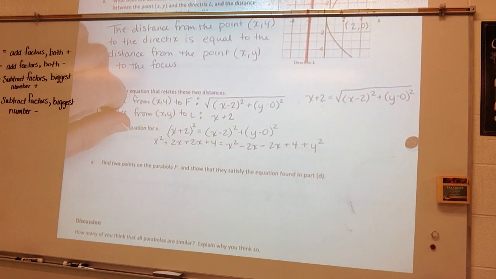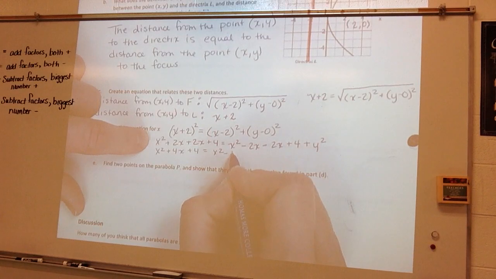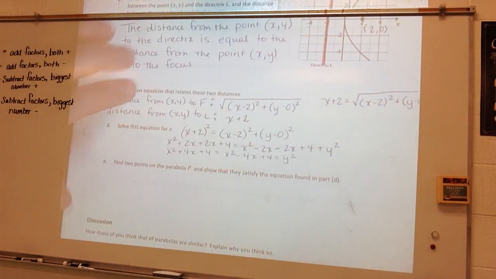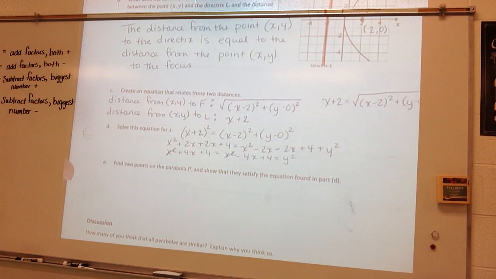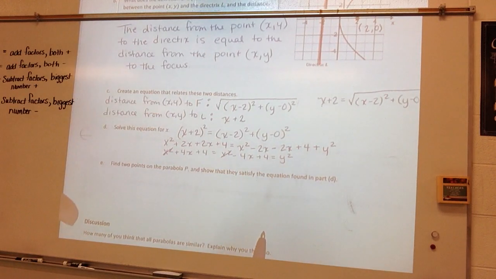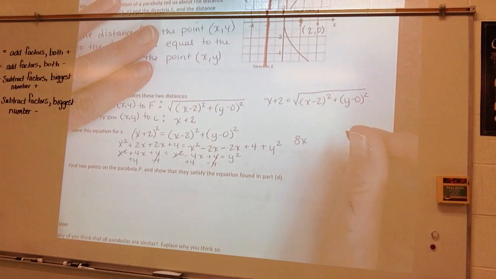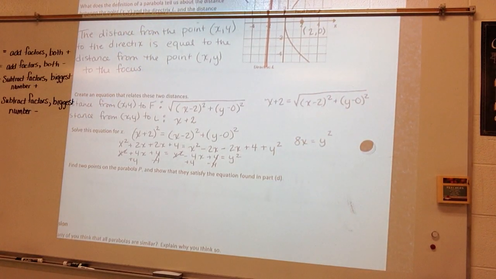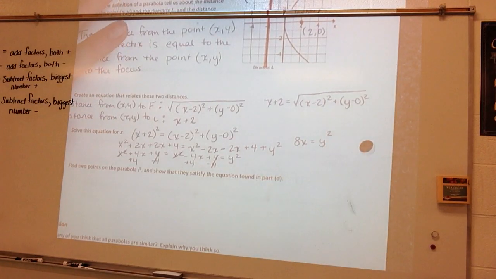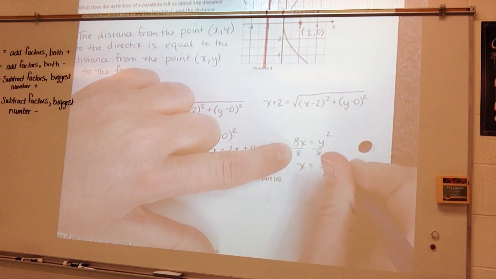Alright, so then let's go ahead. x squared plus 4x plus 4 is equal to x squared minus 4x plus 4 plus y squared. When I take the x squared over, they zero out. When I add the 4x, they zero out. So I have 8x is equal to y squared. Now if you remember, it says to solve for x. So I need to divide by 8. So I get x is equal to 1/8 y squared.